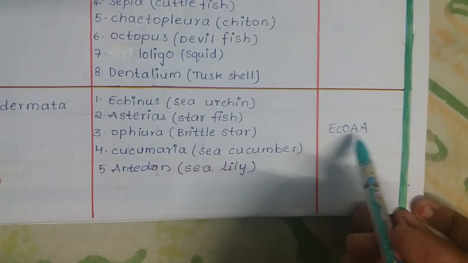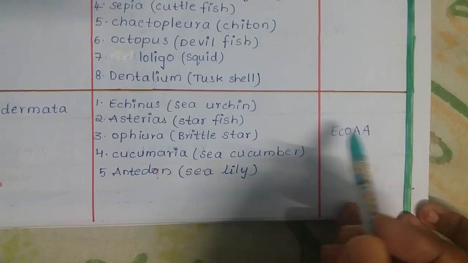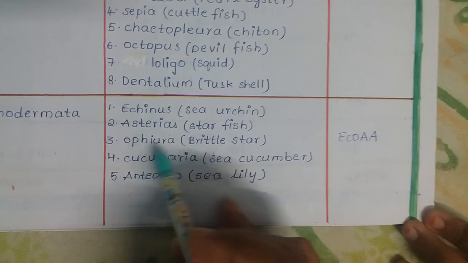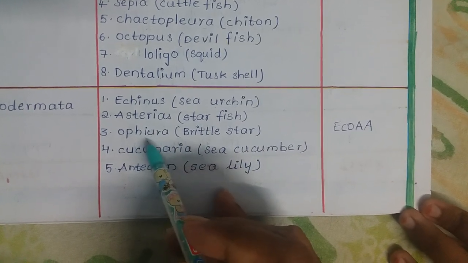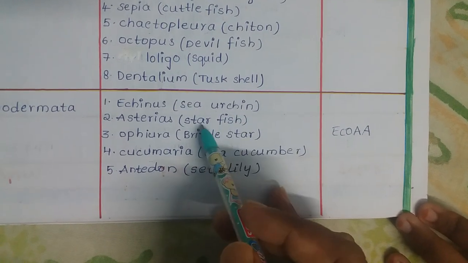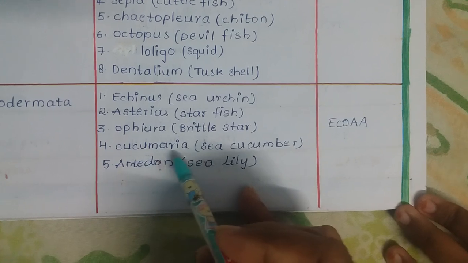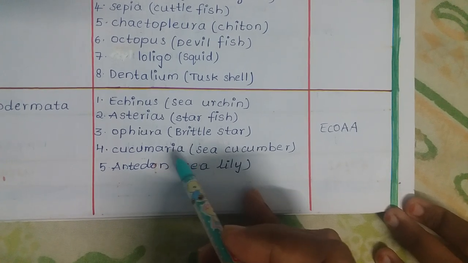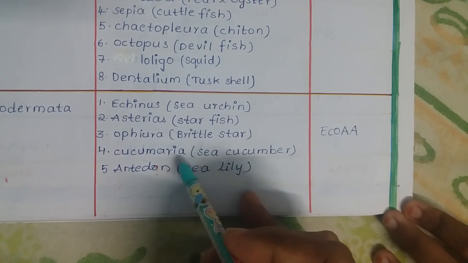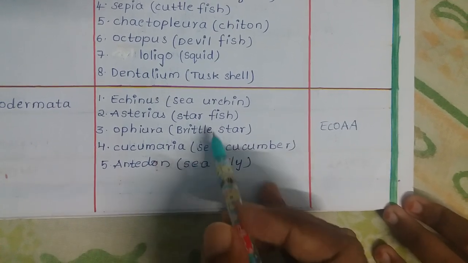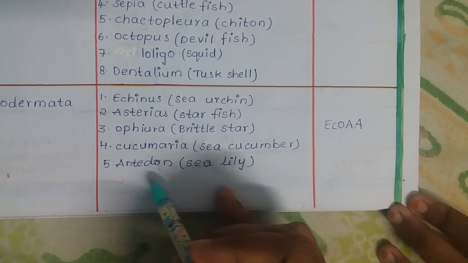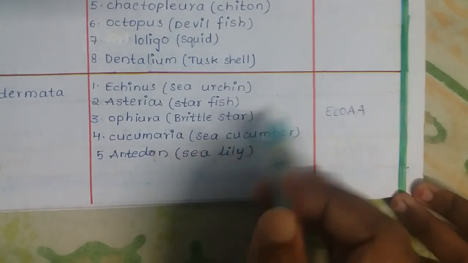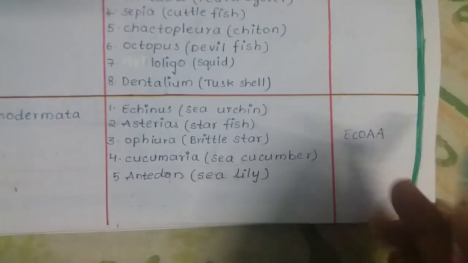Here again let us see, ECHOVA. Echinus, sea urchin. Aster means star, starfish. Ophiura, brittle star. Archana's star is not a very good star, that is brittle star. She went to the temple with sea cucumber. Generally we carry coconut to the temple, but here she carried what? Cucumaria, sea cucumber. And along with that girl, auntie also went. That auntie, her name is Dawn, carried with her sea lily. Okay, this is the trick to remember ECHOVA.